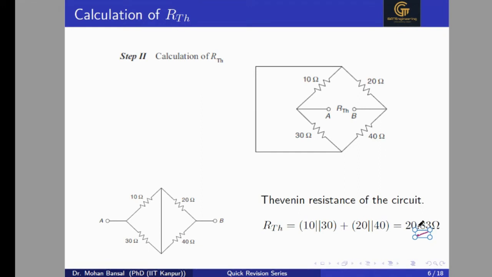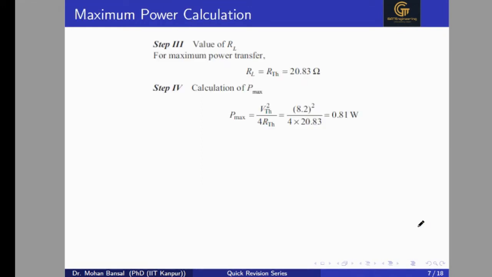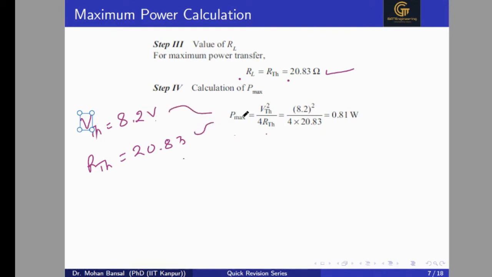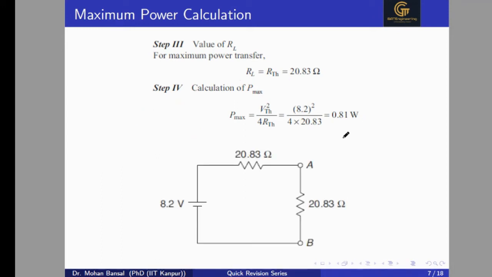So now we have the value of VTH and RTH. We know that VTH is 8.2 volt and RTH is 20.83. So the load resistance value is nothing but RTH, that is 20.83, and maximum power is VTH squared divided by 4 RTH, that can be computed by simply substituting these two values in the maximum power formula. We will get P max. So this is the final answer for this problem, and we can redraw the circuit with VTH, RTH, and RL.